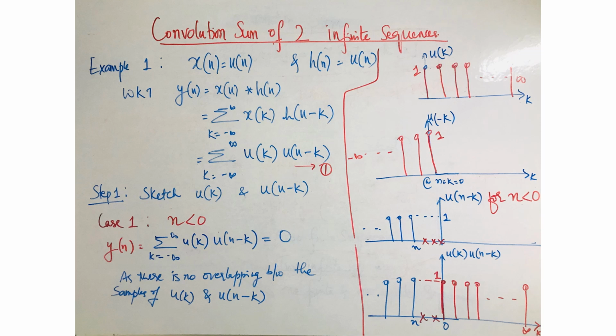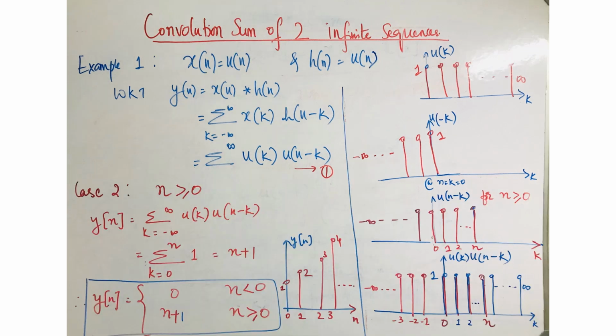Now, if you carefully observe these two signals, u of k exists from 0 to infinity, and u of n minus k is from n to minus infinity. Now there is no overlapping region where we can multiply the samples of these two signals. Therefore, the convolution sum y of n is 0 for the case n less than 0.